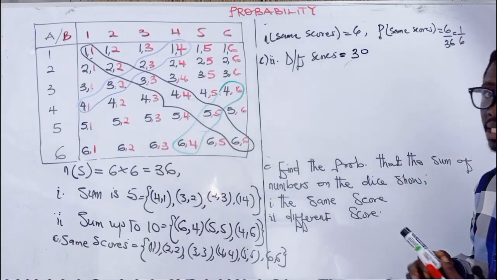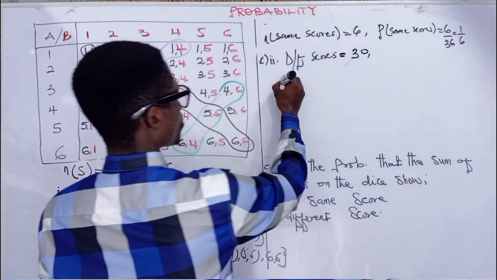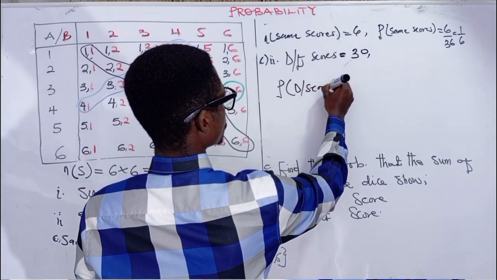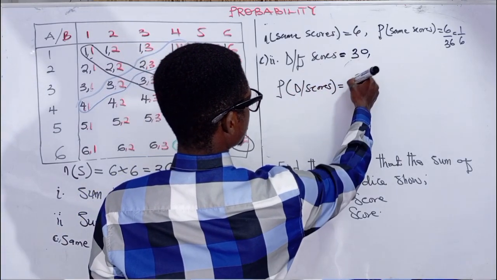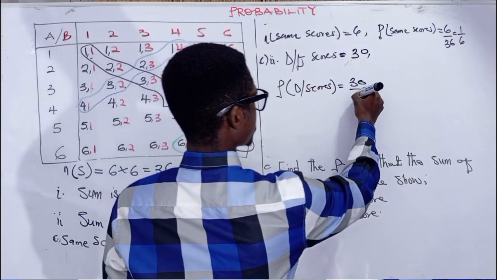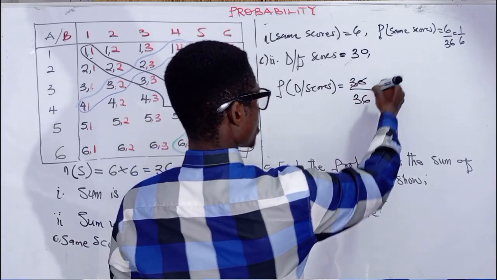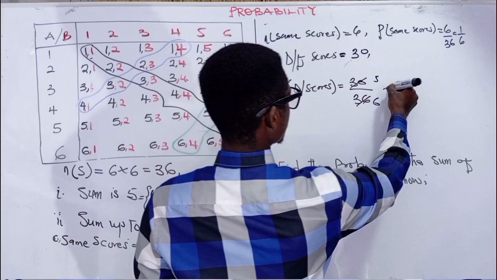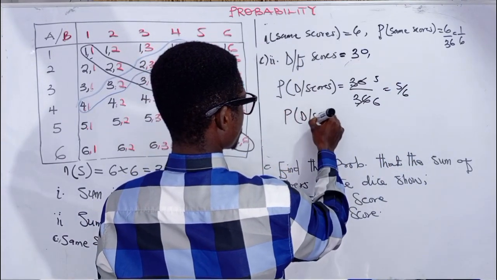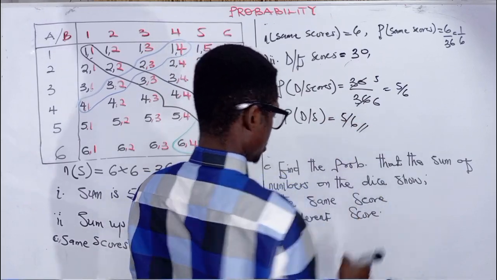Since we have to find the probability of obtaining different scores, we are going to have 30 all over the total number of outcomes in the sample space, which is 36. You can break it down, right? So we have 5 and then what? 6, and that's going to give us 5 all over 6. So the probability of showing different scores is equal to 5 all over 6. As easy as that.